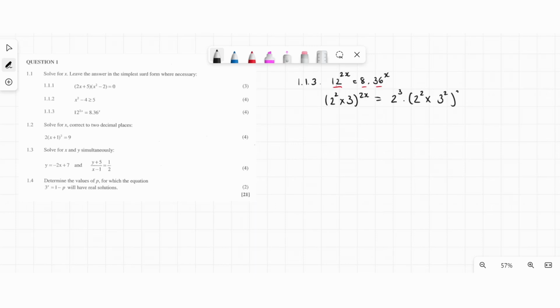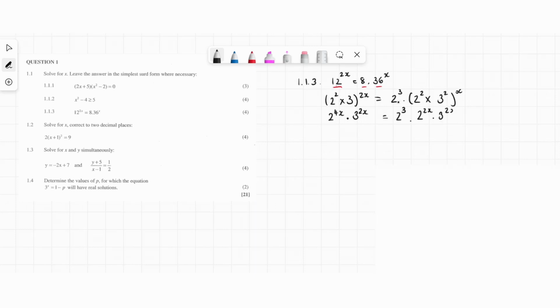And this is going to be to the power x, because 2 to the power 2 multiplied by 3 to the power 2 is 36, right? So here we're going to distribute the exponents, and for the first one we're going to say 2 multiplied by 2x, so you're going to get 2 to the power 4x. And the second one, I'm going to just put a dot here, is going to be 3 to the power 2x, equals to what? This side, the 2 to the power 3 is going to remain. Then we're going to distribute the x, so it's going to be 2 to the power 2x multiplied by 3 to the power 2x, right?